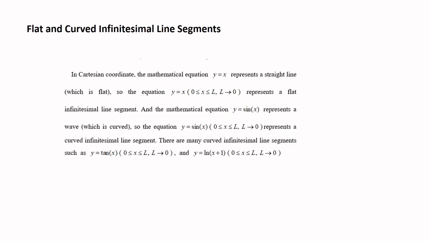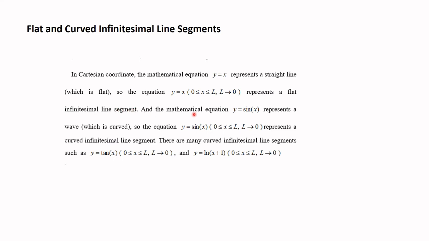Here is about flat and curved infinitesimal line segments. In Cartesian coordinates, the mathematical equation y equals x represents a straight line. A straight line is flat, so the equation y equals x, where x is between 0 and an infinitesimal, represents a flat infinitesimal line segment.